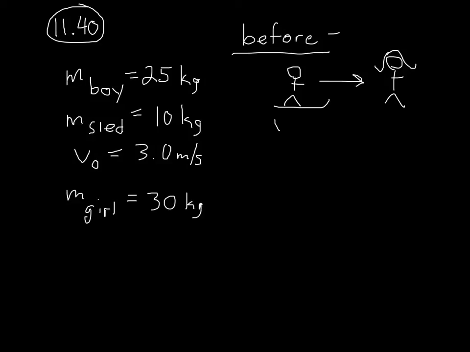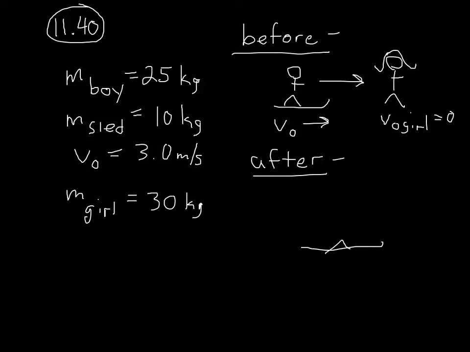The boy and the sled are both traveling at some initial velocity. And initially, we can assume that the initial velocity of the girl is equal to 0. She's just standing there. Then the after situation, we have this boy on this sled, he's still traveling forward. And we have this girl that jumps onto his back.